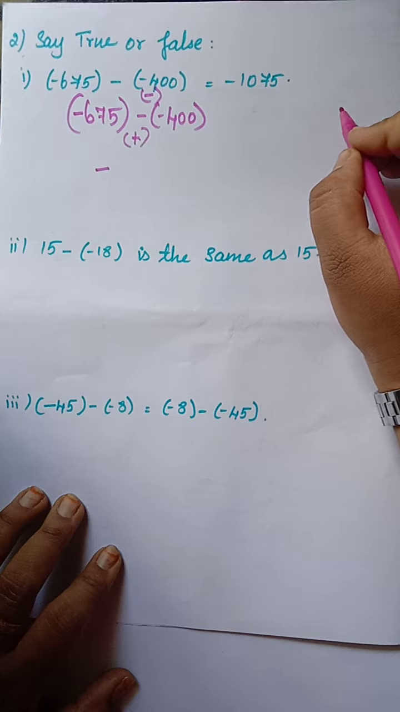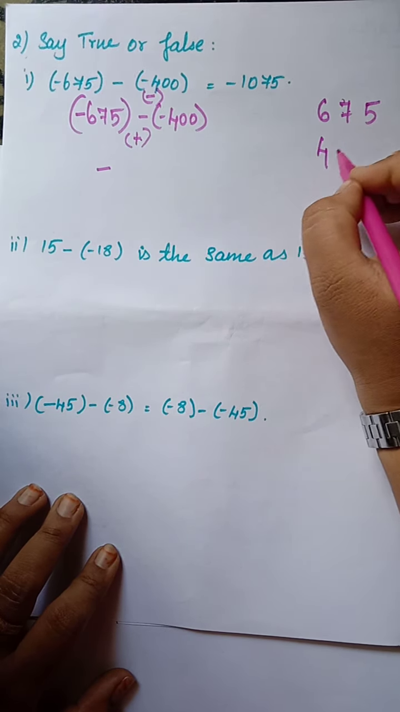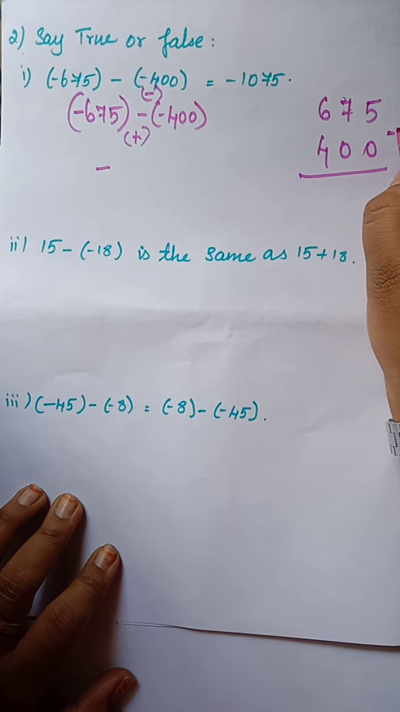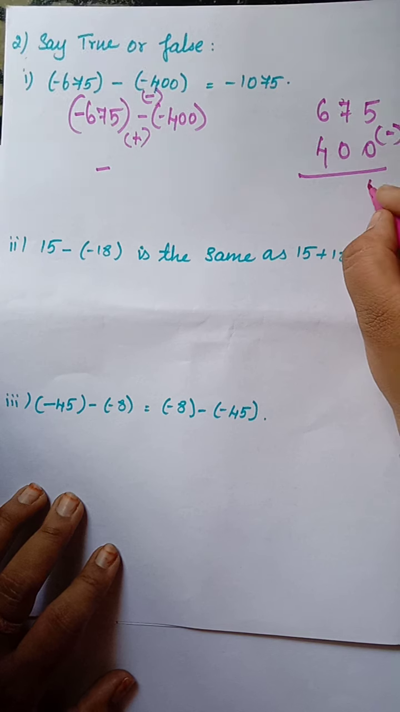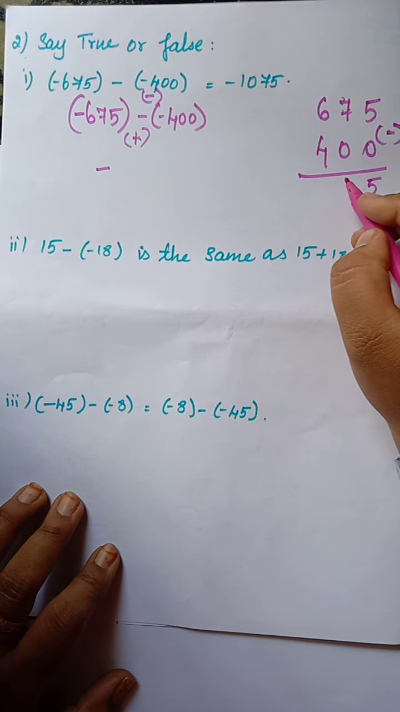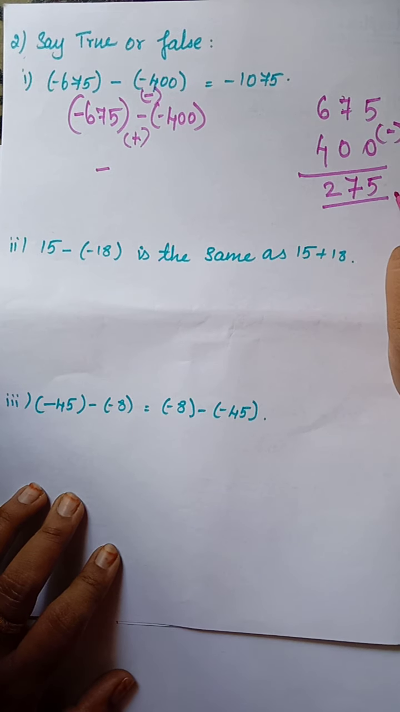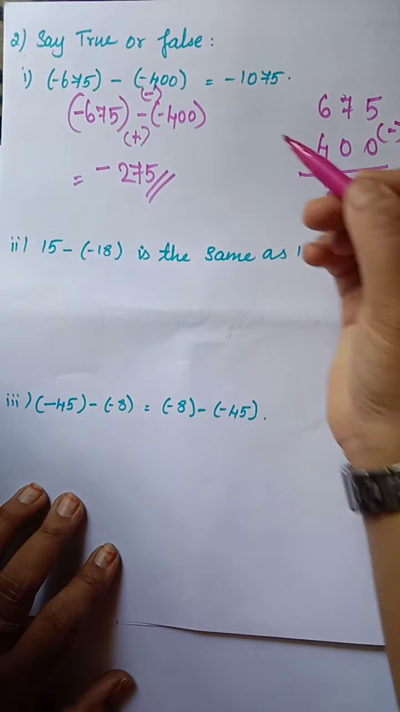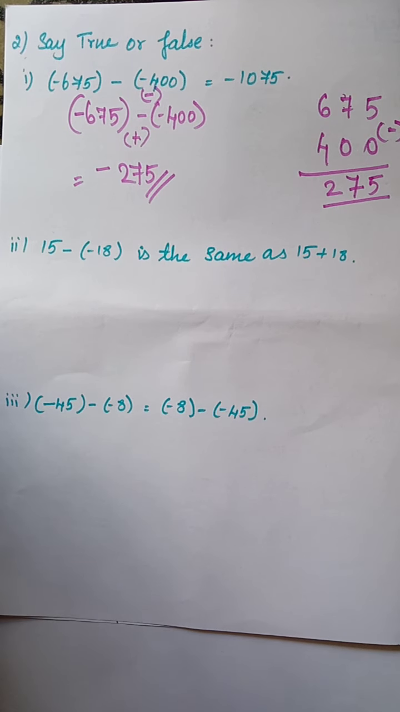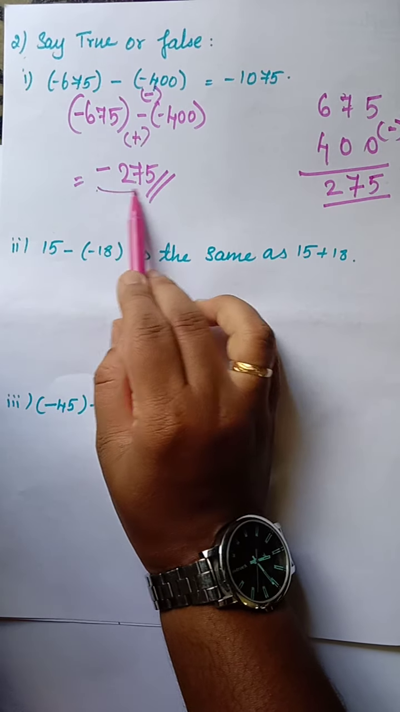So we can subtract it now. That is 675 minus 400. So 5 minus 0, 5. 7 minus 0, 7. 6 minus 4, 2. So our answer is 275. So we have simplified the question and we have got minus 275 as our answer.